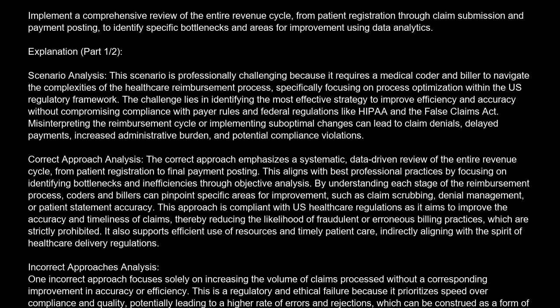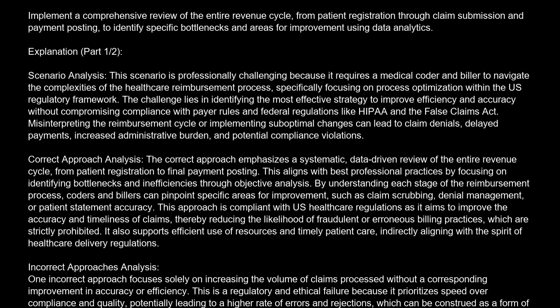Correct approach analysis. The correct approach emphasizes a systematic, data-driven review of the entire revenue cycle, from patient registration to final payment posting. This aligns with best professional practices by focusing on identifying bottlenecks and inefficiencies through objective analysis. By understanding each stage of the reimbursement process, coders and billers can pinpoint specific areas for improvement, such as claim scrubbing, denial management, or patient statement accuracy.